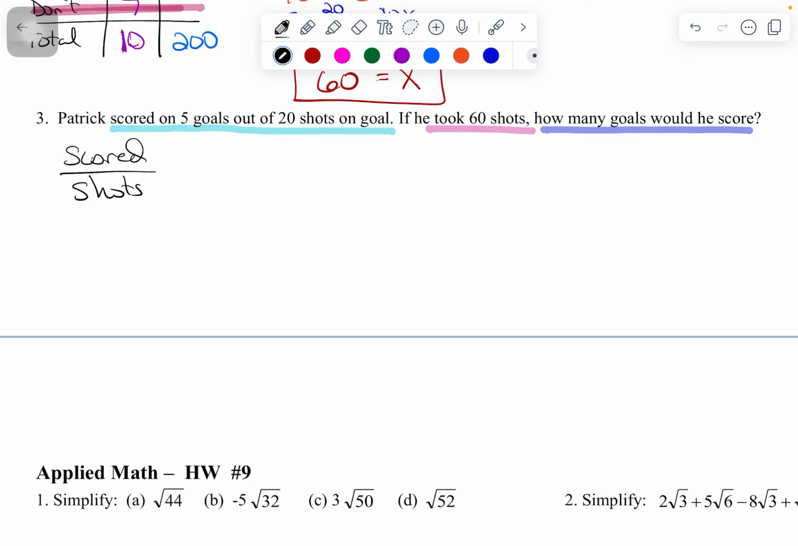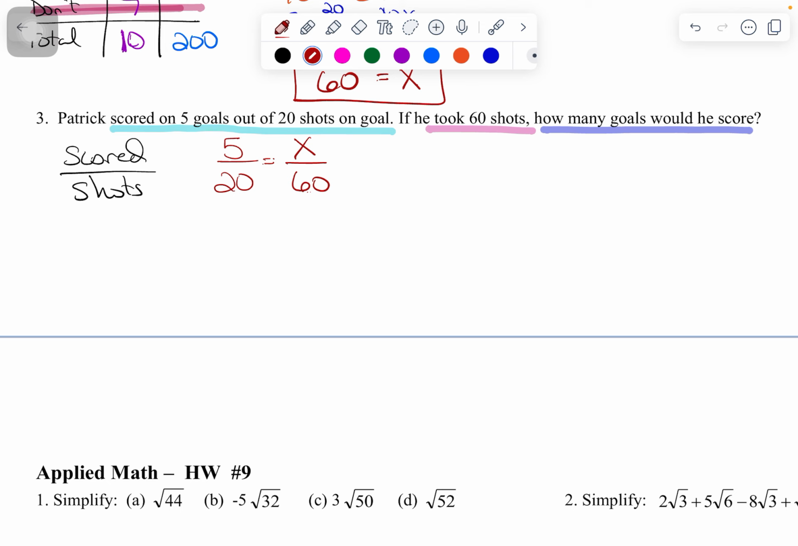I know he took 20 shots. He scored on 5 of them. So scored out of shots. And then he's going to take 60 shots. How many goals would he score? So I can figure this out based off what we got. So he scored 5 goals every 20 shots. And then he took 60 shots. How many goals would he score on?